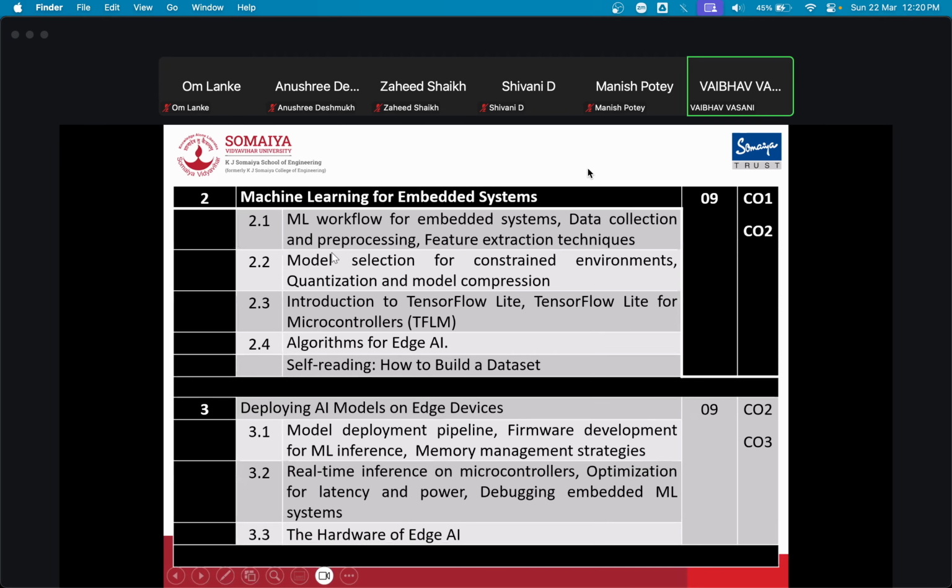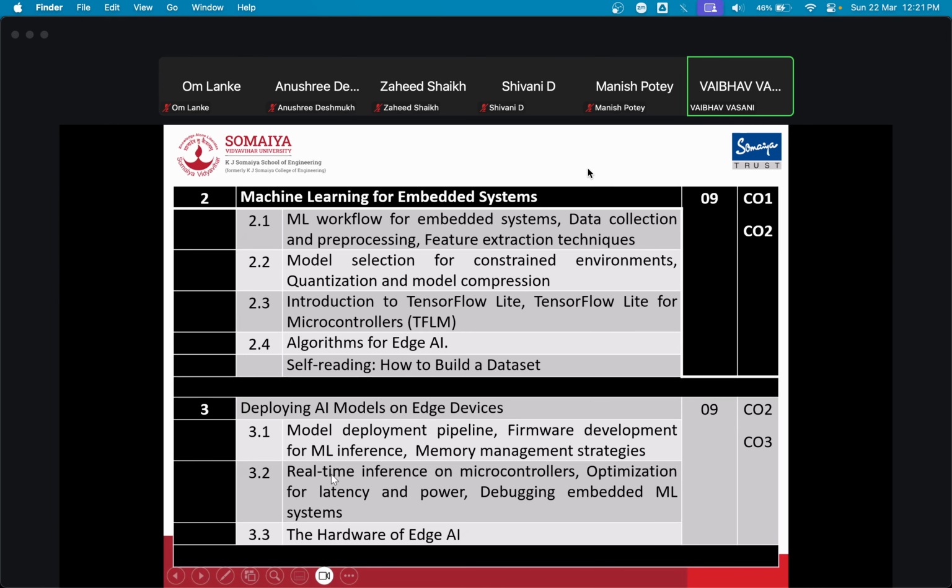Module 2 talks about ML for embedded systems. So how we can make it very lightweight, so that it utilizes less power consumption and can be deployed on systems with low available resources.